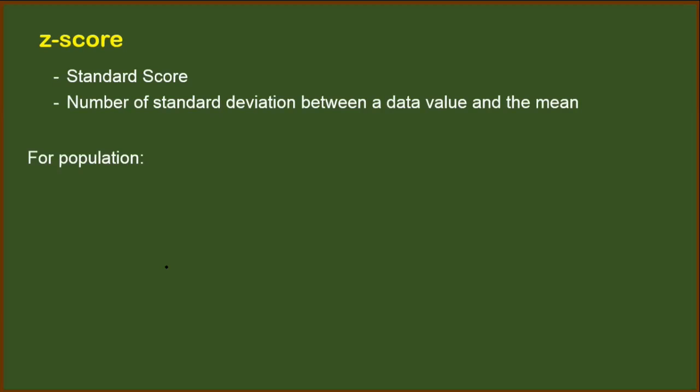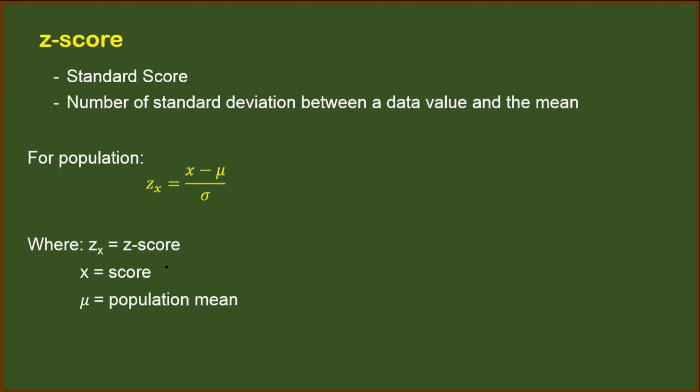If we are given the population, we will use this formula. Z sub x is the z-score. X is the score itself, the ordinary or the given score. Mu here is the population mean. And of course, we have the population standard deviation. So basically, we will just subtract the mean from the score, divided by the standard deviation.